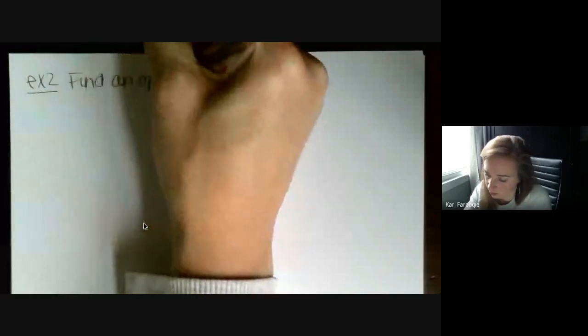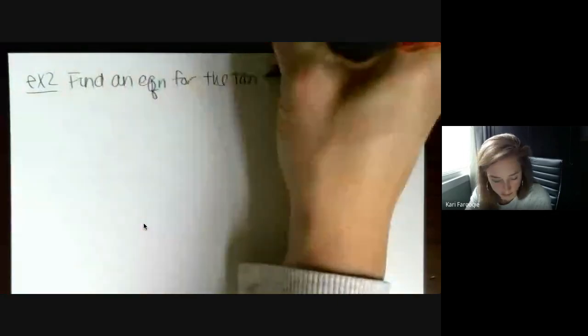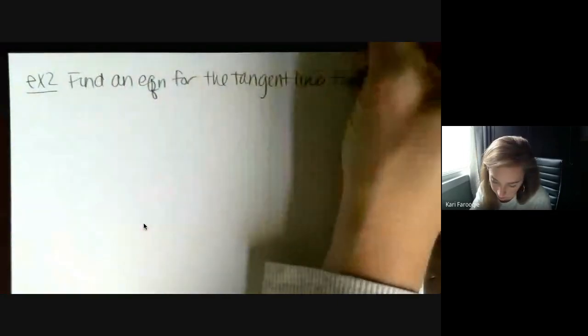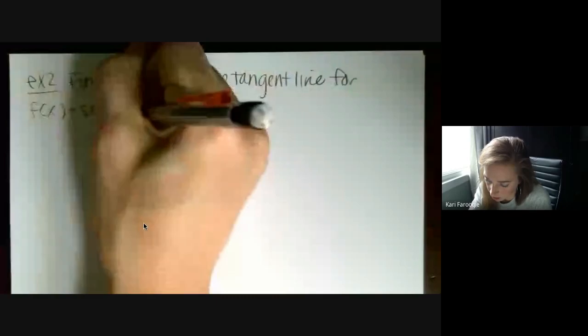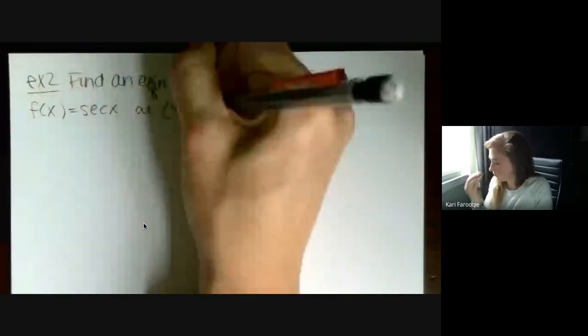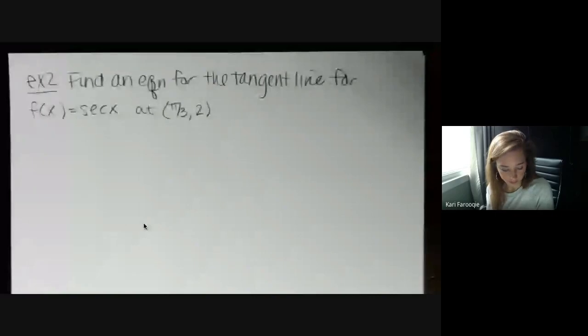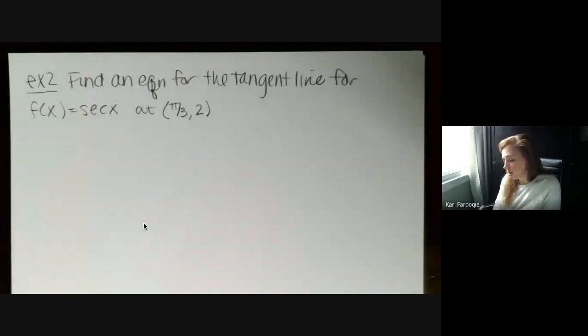Example 2. Find an equation for the tangent line for f of x equals the secant of x at the point pi over 3, 2. So remember, when we're looking for the equation for the tangent line, the first thing we need to do is find the slope at that point. To find the slope, we're looking for the derivative at that point.